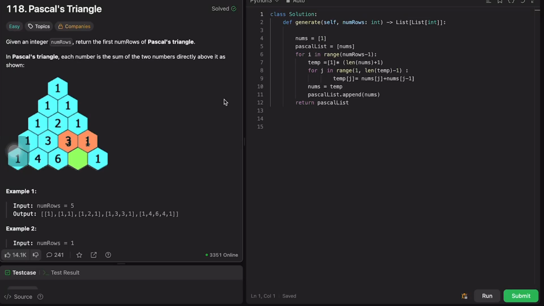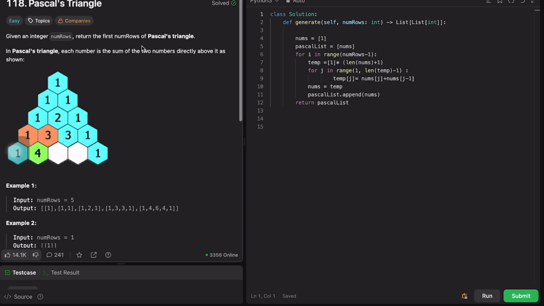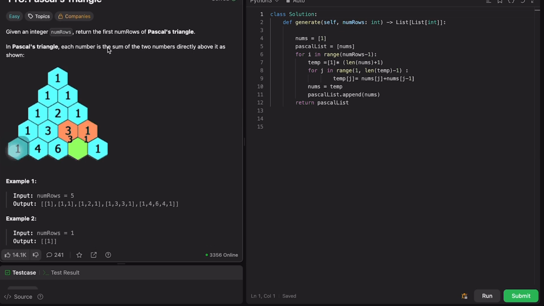Today we are going to solve the August day 1 challenge, Pascal's triangle. They will be giving us an integer numRows. Return the first numRows of Pascal's triangle. In Pascal's triangle, each number is the sum of the two numbers directly above it, as it's shown. So for example, here the number is 5.